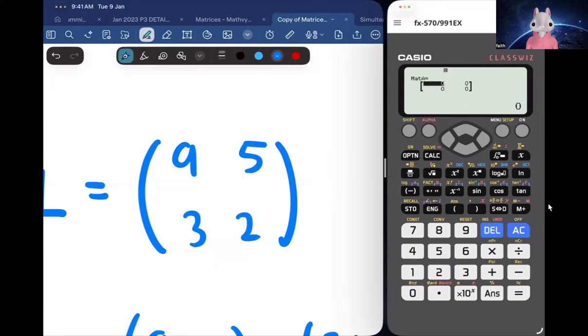Right, so when you have the screen popped up, you're going to press 9 to insert that element there. You're going to press 5 equal to insert that element there. You're going to press 3 equal to insert that element there, right? Then 2 to insert that element there, right? Faith, let me know if you have 9 5. Yeah, with you. Right, then you're going to press AC, right? Just press AC. That's just to clear the screen.